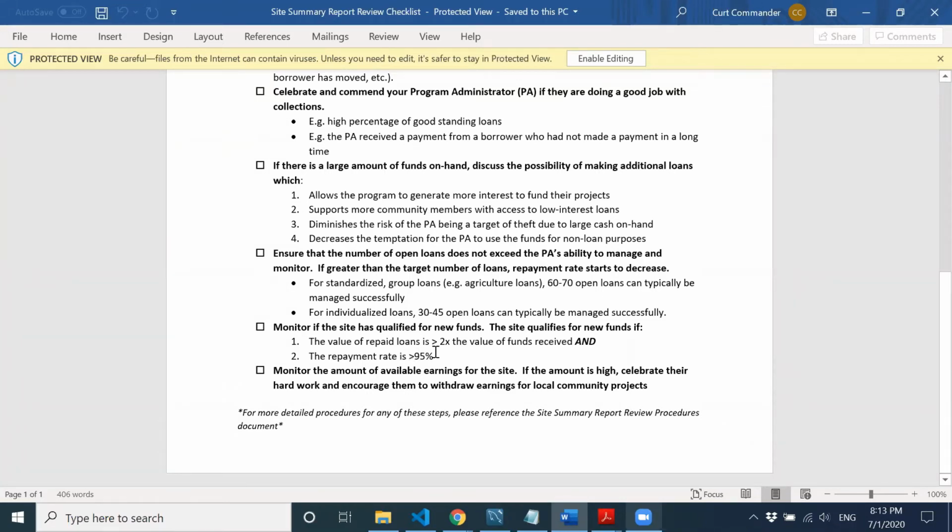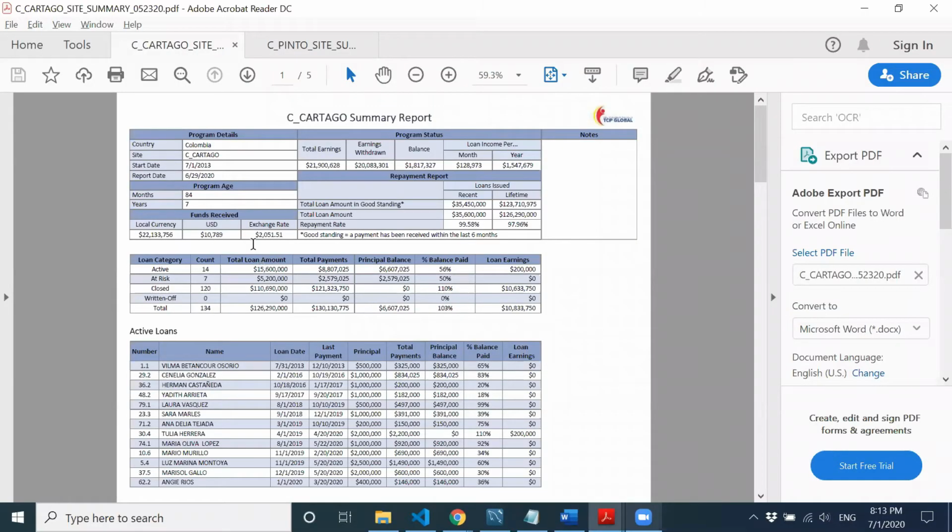And then the value of repaid loans is greater than 2 times the value of funds received. So funds received is right here. And you can go to local currency. Right now, all of the numbers that you're seeing are in local currency, except for when it explicitly says like US dollars and I think the exchange rate here. So for local currency, this is how much they have received. Cartago, this site, has received 22 million pesos, Colombian pesos.